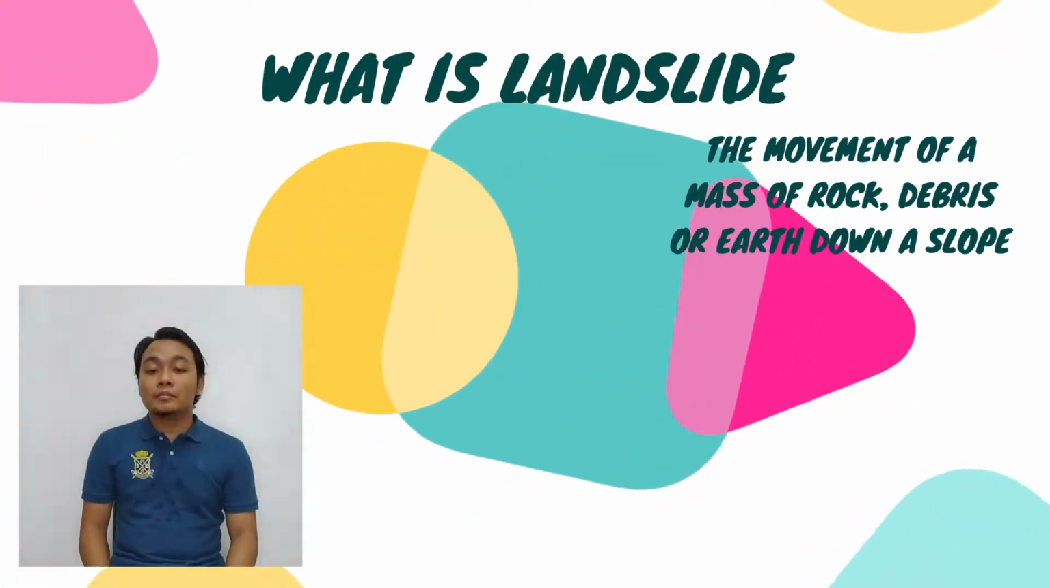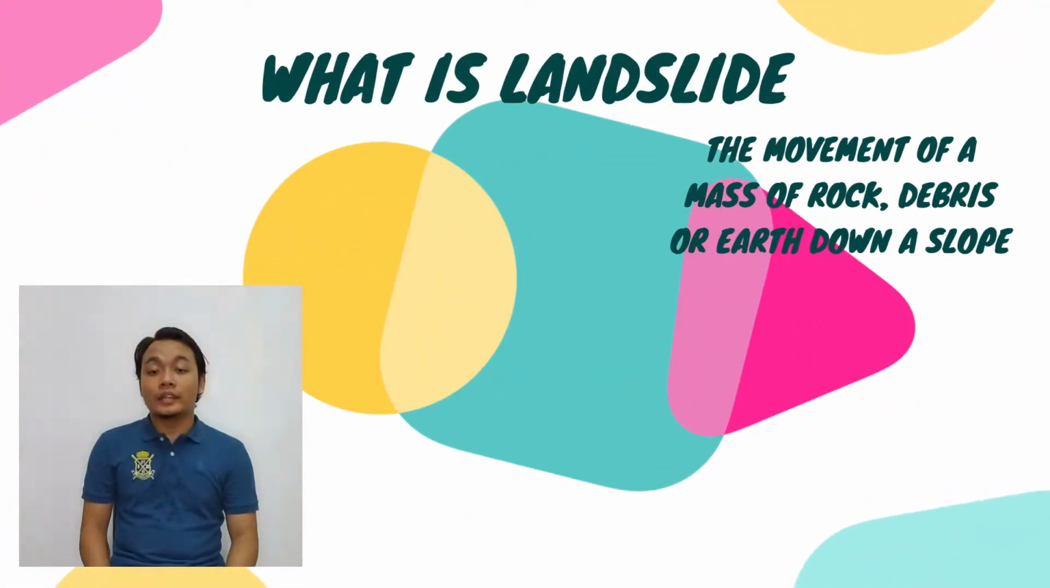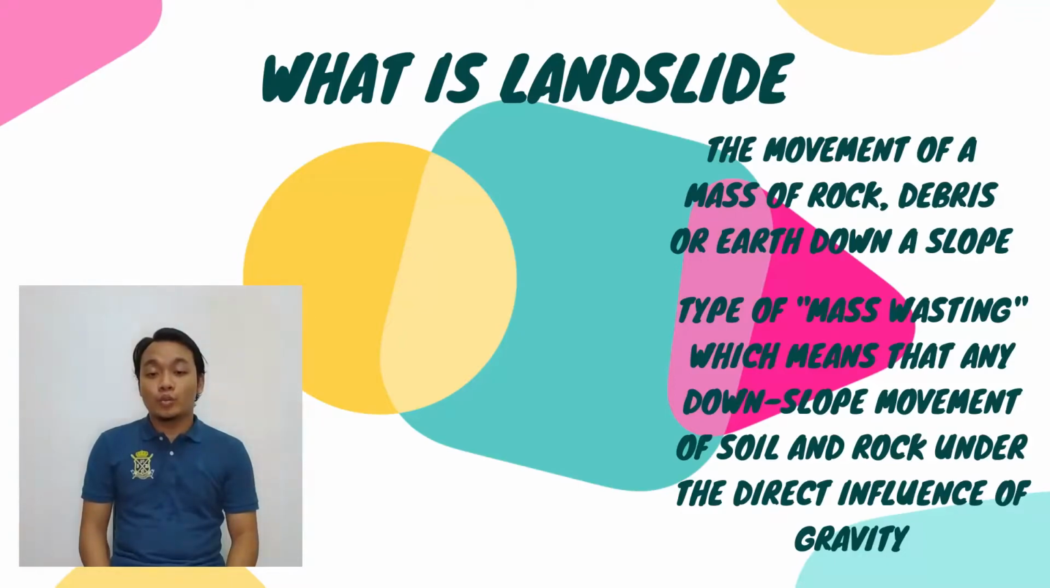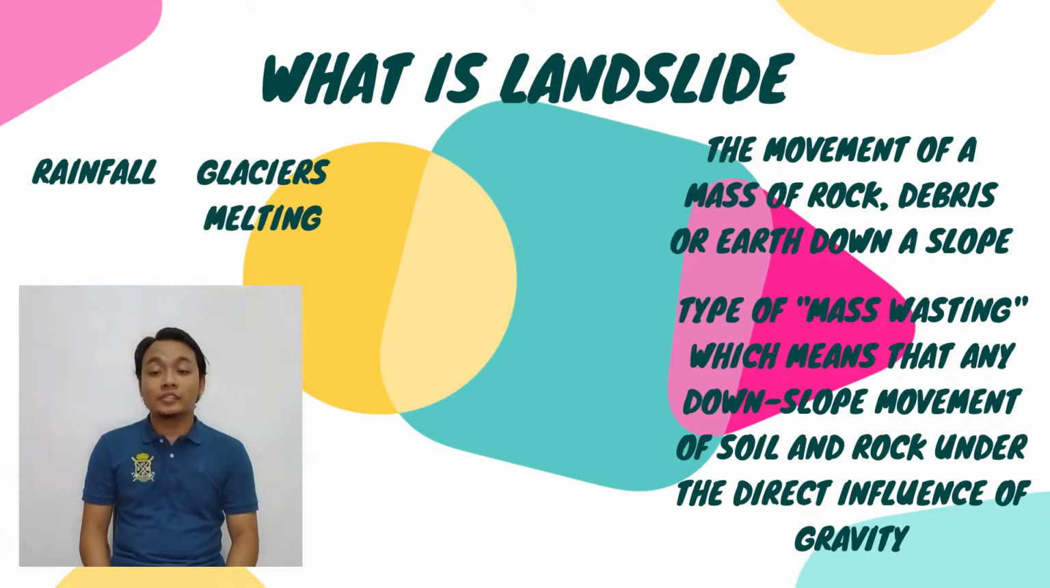Landslide is defined as the movement of a mass of rock, debris or earth down a slope. Landslides are a type of mass wasting, which means any downslope movement of soil and rock under the direct influence of gravity. There are several factors that cause landslides, such as rainfall, glaciers melting, and earth movement.